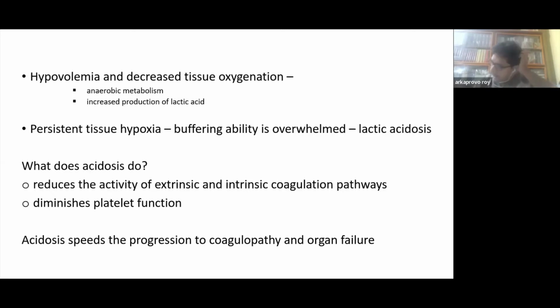So hypovolemia and decreased tissue oxygenation cause anaerobic metabolism, which causes increased production of lactic acid. Now, this persistent tissue hypoxia causes buffering ability to be overwhelmed, leading to lactic acidosis. Now, we should know, what does acidosis do? It reduces the activity of extrinsic and intrinsic coagulation pathways and diminishes platelet function. Acidosis speeds the progression to coagulopathy and organ failure.